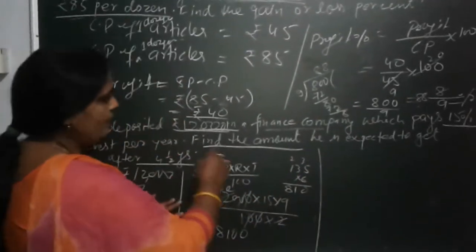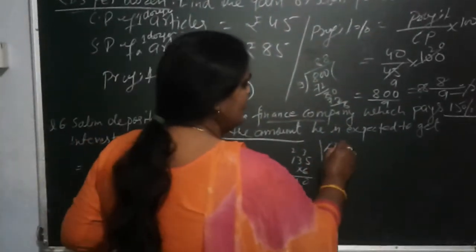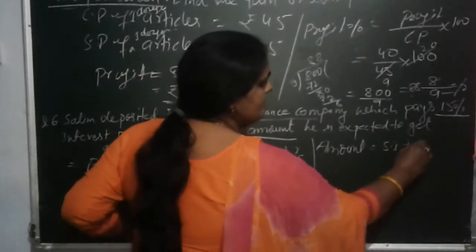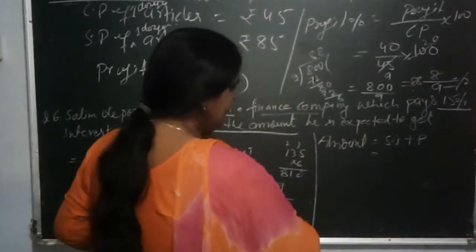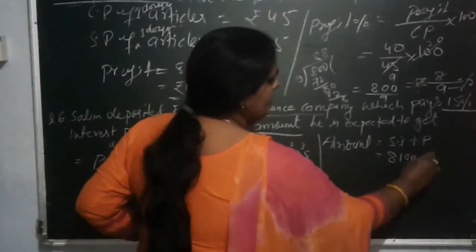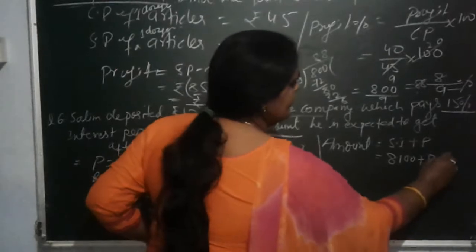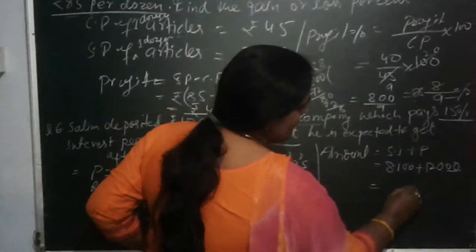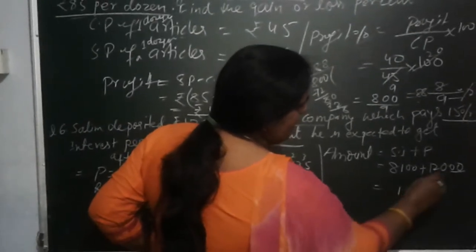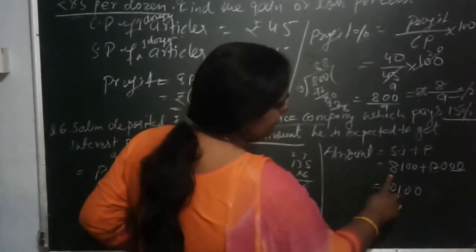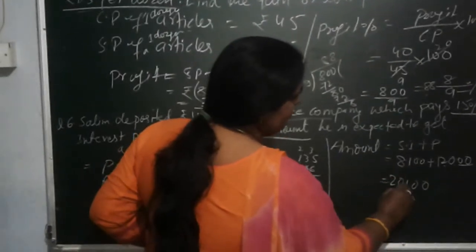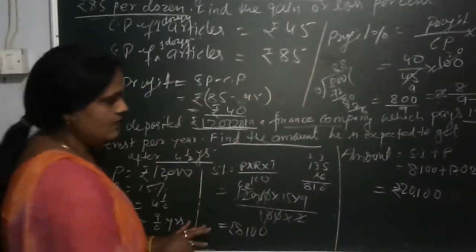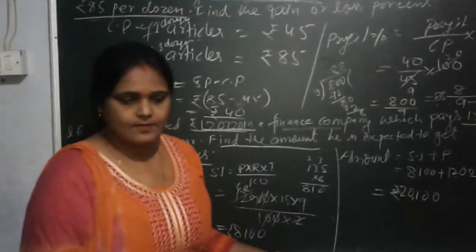After that children, you have to find the amount. So all of you know how we find the amount. Amount is equal to simple interest plus principal. Simple interest is equal to 8100 plus principal is equal to 12,000. So your answer is rupees 20,100. Okay children, now next question.